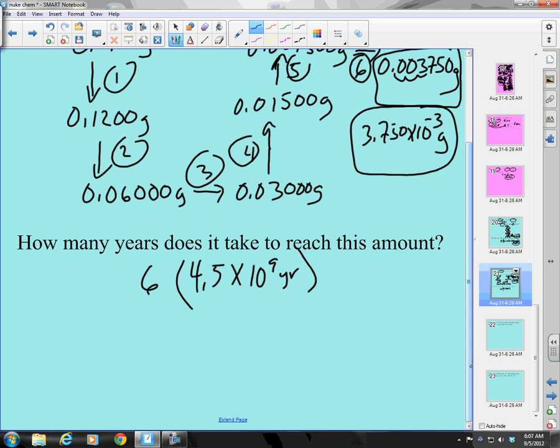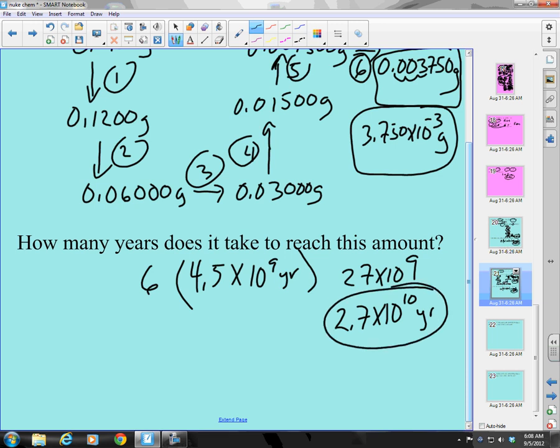So that looks like what? 24 and 3, 27. So 27 times 10 to the 9th, or 2.7 times 10 to the 10th years. Does that make sense? 6 times 4.5 times 10 to the ninth. And sure does. Looks like a winner to me.